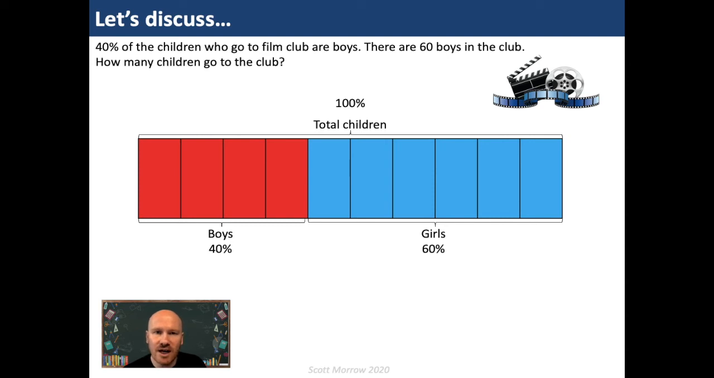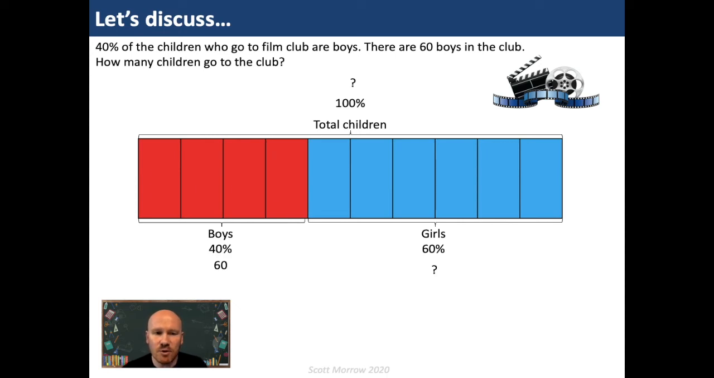Now that we've done that, we can put the value in that we know. Now this time, it's not the total children that we know. This time we're told that there are 60 boys. And what we're trying to work out is the total number of children. So in order to solve this, I'm not sharing out the 60 equally between the whole number of parts. We know that those 60 boys is only represented by those 4 parts. So this time we're going to divide 60 by 4.